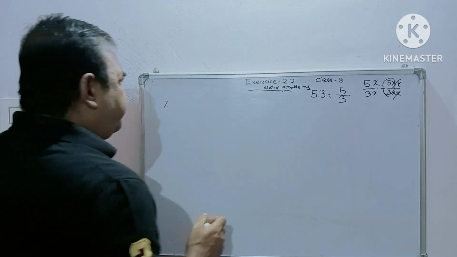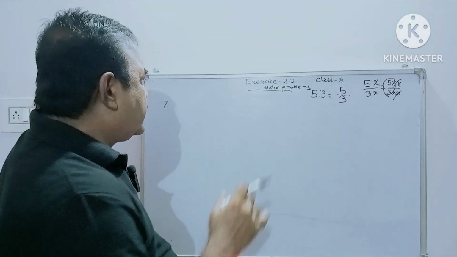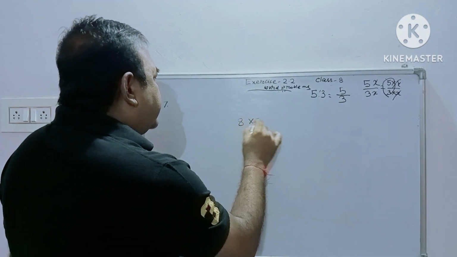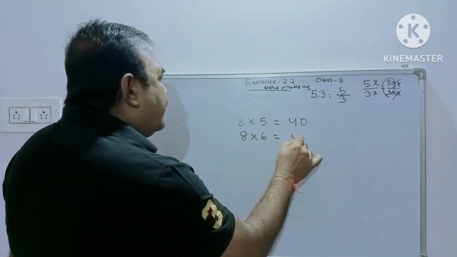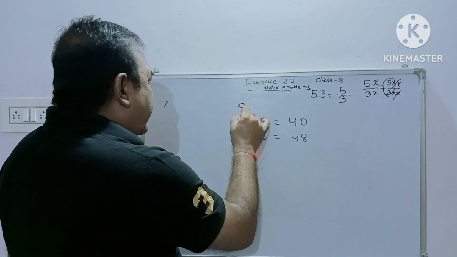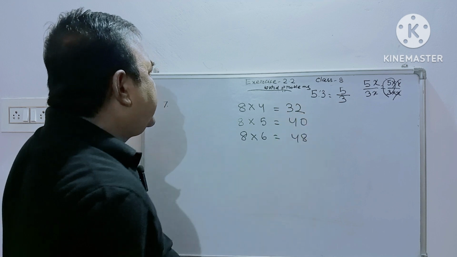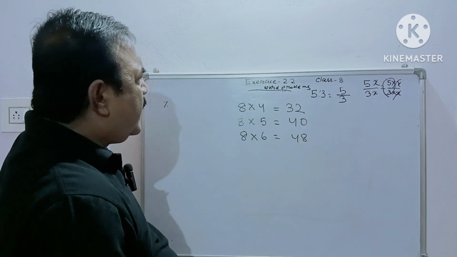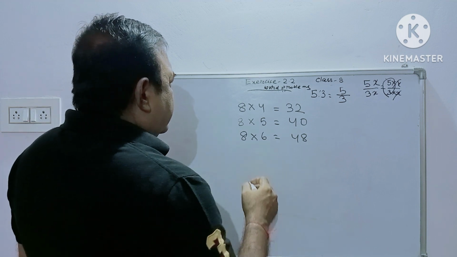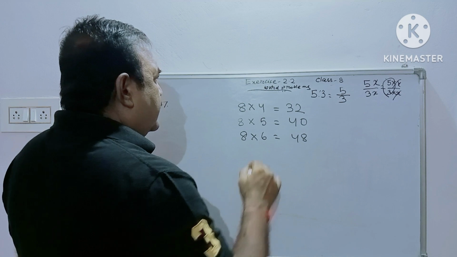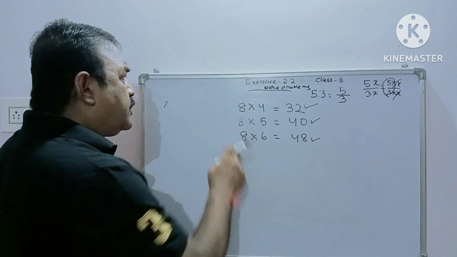Suppose you see the multiplication table of 8. Suppose I will tell 8 5s are 40, 8 6s are 48 and 8 4s are 32. 8 into 4 is equal to 32. What happens, you see? Consecutive multiples. So you see 32, 40, 48, these are the consecutive multiples of 8.